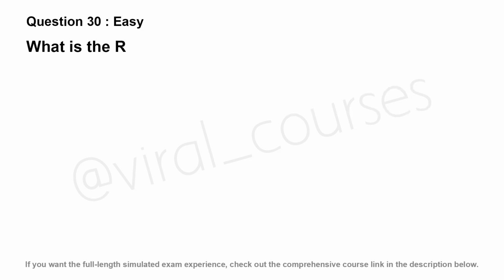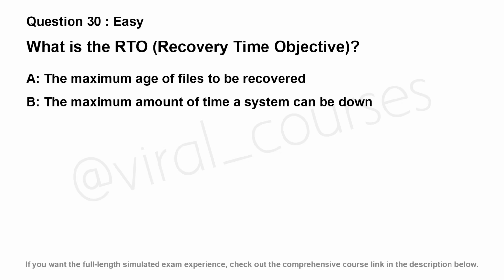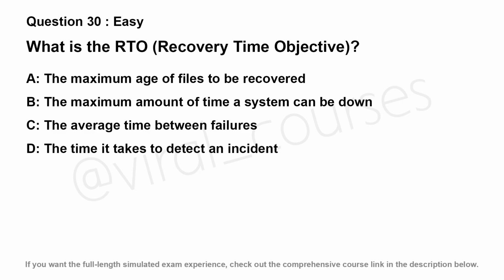What is the RTO, recovery time objective? Option A, the maximum age of files to be recovered. Option B, the maximum amount of time a system can be down. Option C, the average time between failures. Option D, the time it takes to detect an incident.